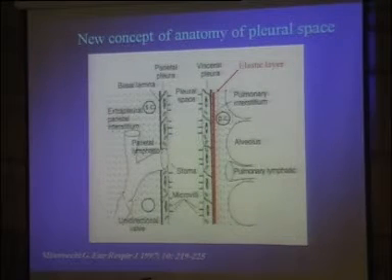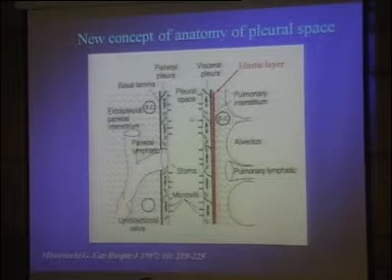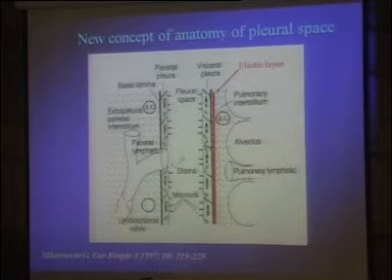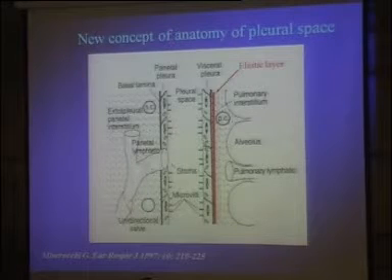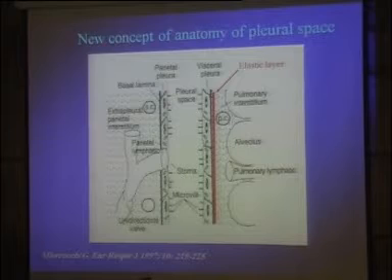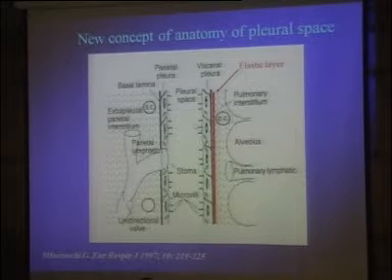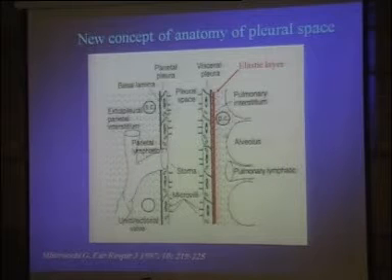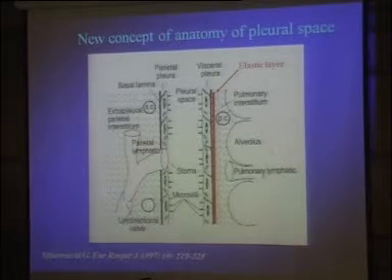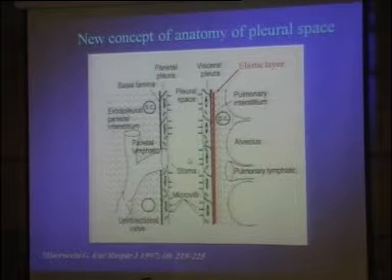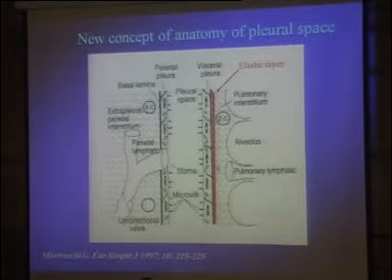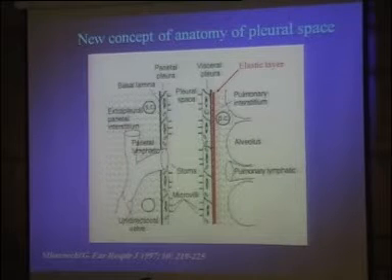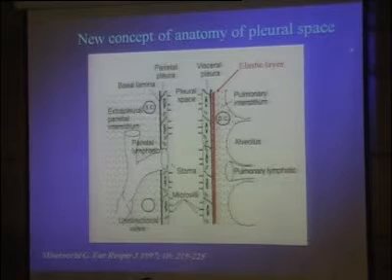And then the new concept of anatomy of the pleural space is, as you can see here, the pleural space with stoma connecting the pleural cavity and the submesothelial lymphatic vessel. You can see here the parietal pleura, and conversely, at the level of the visceral pleura, which is thicker than the parietal pleura, you can note that there is no connection between the pulmonary lymphatic and the pleural space, due to the thickness of the visceral pleura and the presence also of a strong elastic layer.